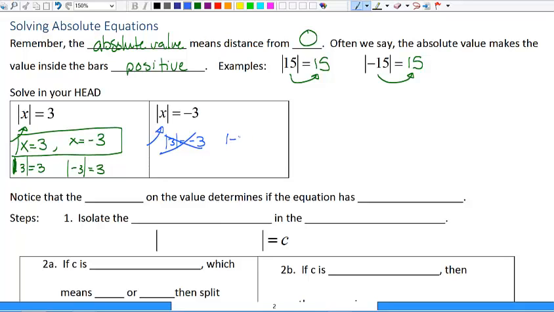And then someone might say, oh, negative 3, does negative 3 work? Is the absolute value of negative 3 ever going to be equal to negative 3? No, that doesn't work either. So the solution here turns out to be no solution. And the reason it's no solution is because when you take the absolute value of anything, didn't we just say it makes it positive? So whatever we plug in for inside the bars, it needs to come out and be positive, not negative. So this one has no solution. So notice that the sign on the value determines if the equation has any solutions.